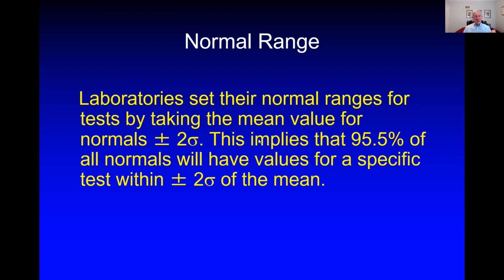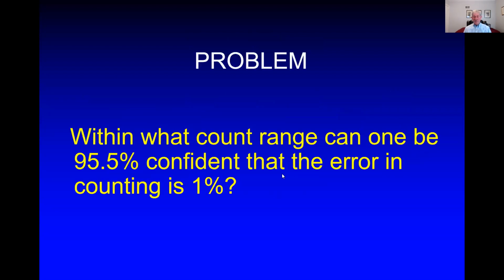You can only expect 95.5% to be within the normal range, even for people who are totally normal. So physicians have to be careful interpreting lab tests, especially if you're near the very low end or the very high end, because it might fall in that 4.5%.